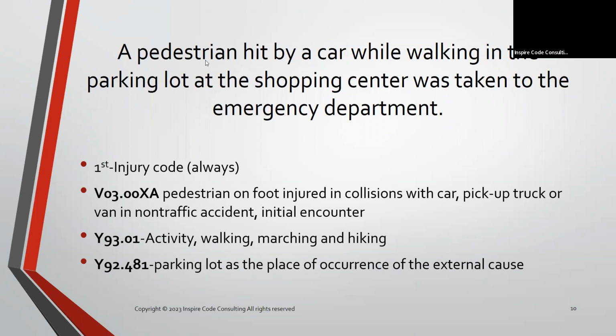So he was a pedestrian, which you see here. Of course, if he got hit by a car while walking, that means he's on foot, and he got injured in collision with a car. He was hit by a car, right? His activity, he was walking. And then where was he? He was in the parking lot at a shopping center. So parking lot would be his place of occurrence. So just be mindful when you're coding this area, you want to tell the story. Even though the injury goes first, now we're telling the story of the injury.